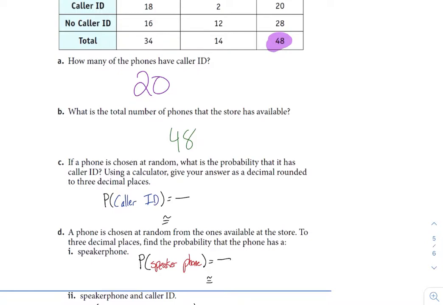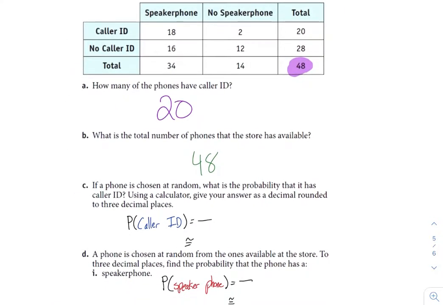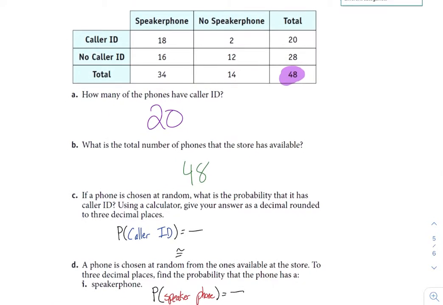All right, so now what they want us to do is find some probabilities. If a phone is chosen at random, what is the probability that it has caller ID? And now they want us to even use a calculator and find the decimal rounded to 3 decimal places. I think you've already done some rounding practice, so hopefully you're comfortable with that. In all reality, probability is okay as a decimal, but numbers are better as fractions.